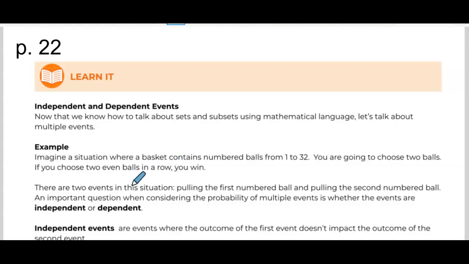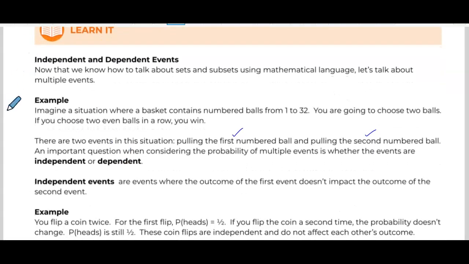Now there are 2 events in this situation. You're going to pull the first ball, that's the first event, and then you're going to pull the second ball, and that's the second event. An important question when considering this is, are these events independent or dependent? Independent means the one does not affect the other, right? So they're completely separate from each other. And dependent would be if the first event actually has an effect on the second one.